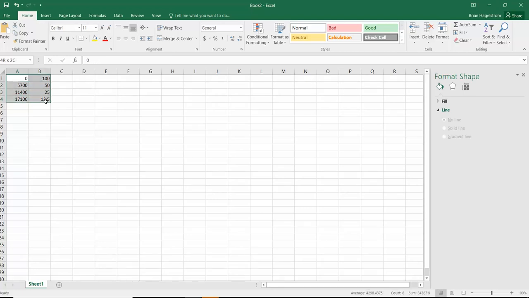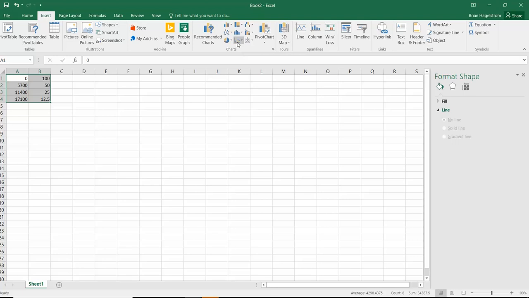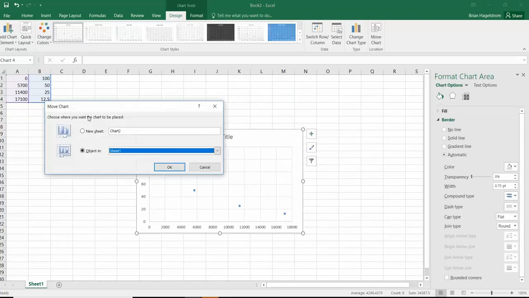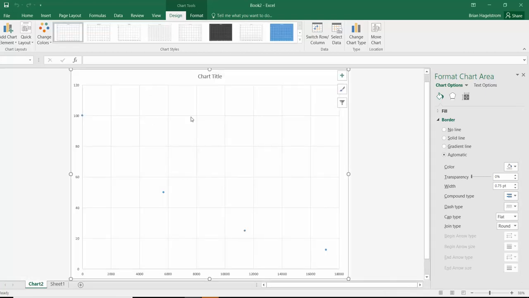Going here and highlighting my data, I can go insert, and I'm going to create myself a scatter plot. I do like moving the chart as its own sheet. This way I've got a little larger graph to work with here. I'm going to provide a chart title that this is carbon-14 dating.